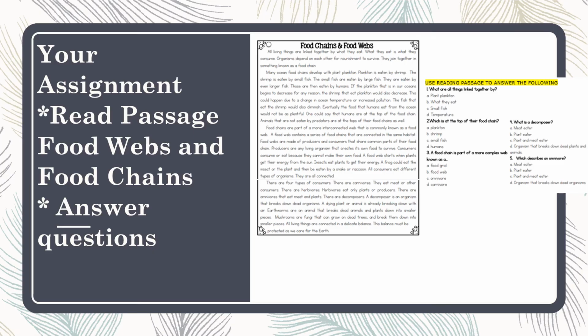Your assignment for today is to read the passage Food Webs and Food Chains and answer the questions. You have 5 questions to answer.